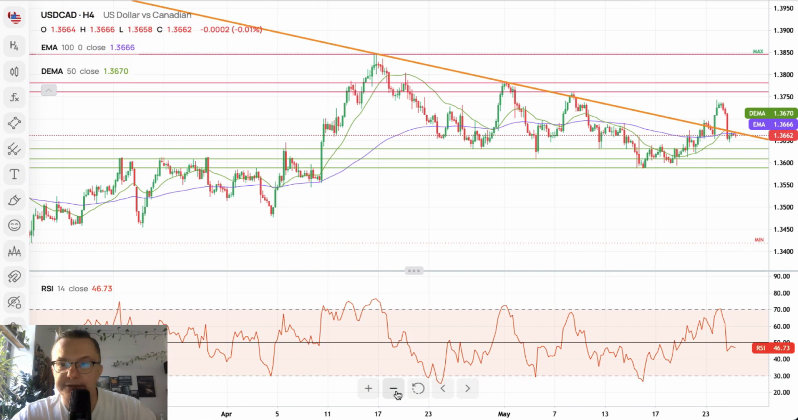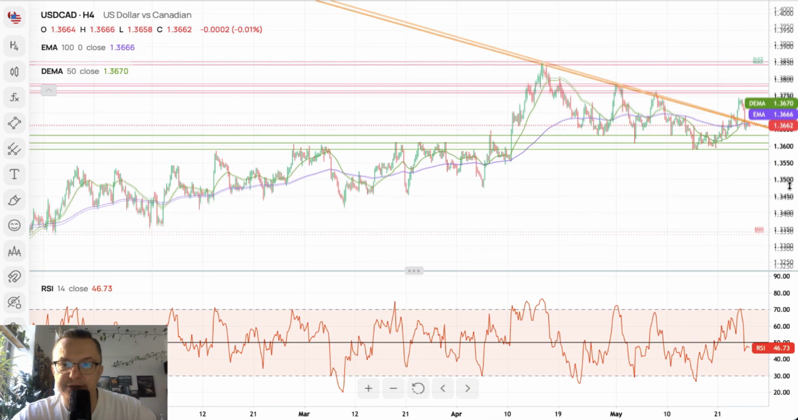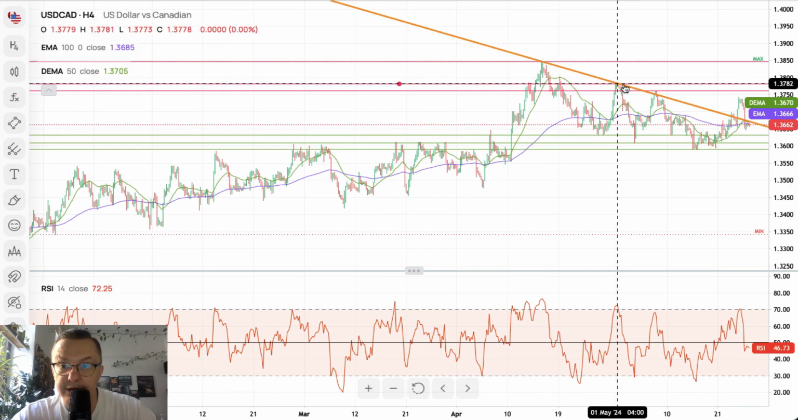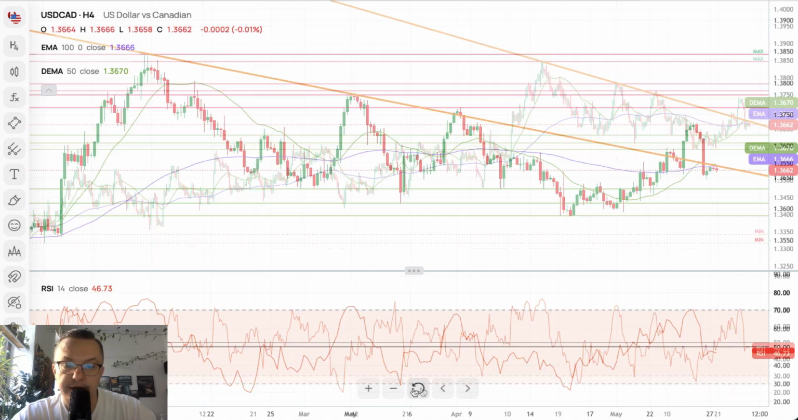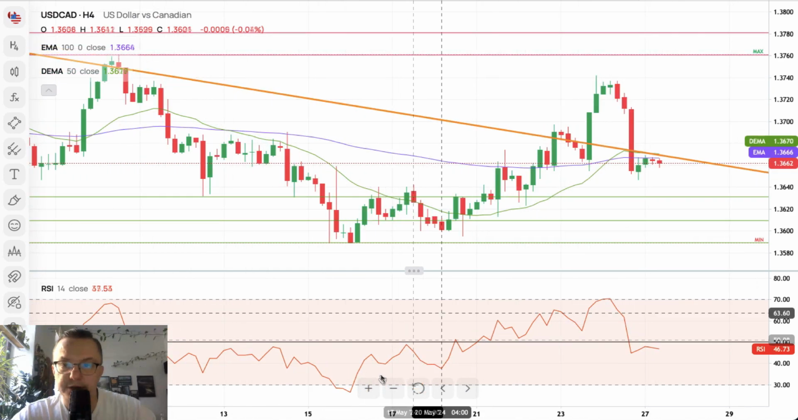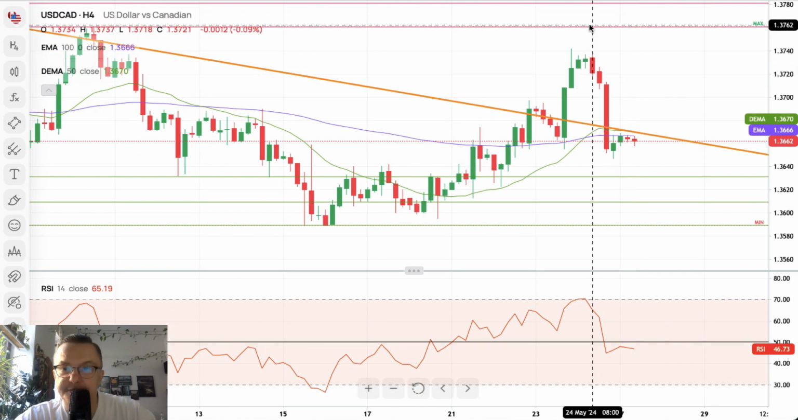Because of the Canadian data, let's just take a look at the US dollar to the Canadian dollar. As you can see, we had a false breakout above this trend line. Of course, this trend line starts here. We got the first, second, third point, then we have the breakout. Nevertheless, the market returned below this trend line again.